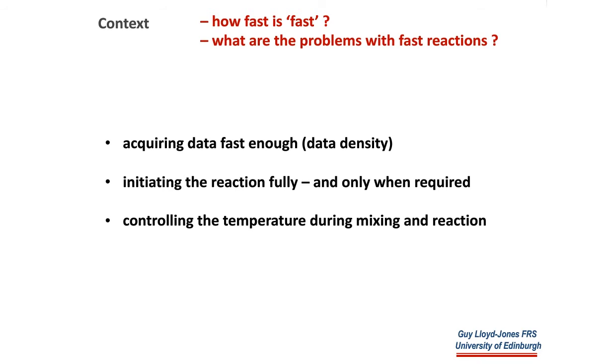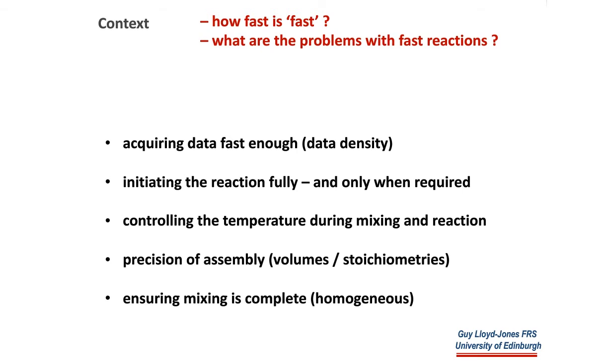We need to precisely assemble the reaction. We need the right volumes and therefore the right stoichiometries of all the components to ensure that we're monitoring the process that we think we're monitoring. And finally, and perhaps a point that's often overlooked, it needs to be completely homogeneous. We have to have mixed completely at the point of initiation. And this can be a problem, especially in very small reaction vessels, a classic example of which is an NMR tube, which is a long, thin reaction vessel if you're doing the reaction in the tube.